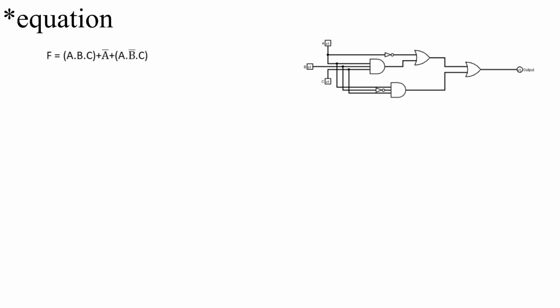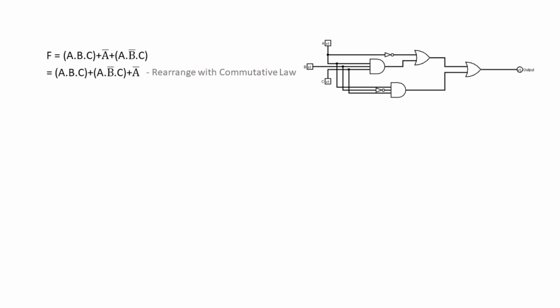Here we have the operation F equals A and B and C, or not A, or A and not B and C. I'm going to rearrange it to make it easier to comprehend. Factor out A and C to make A and C, and B or not A.